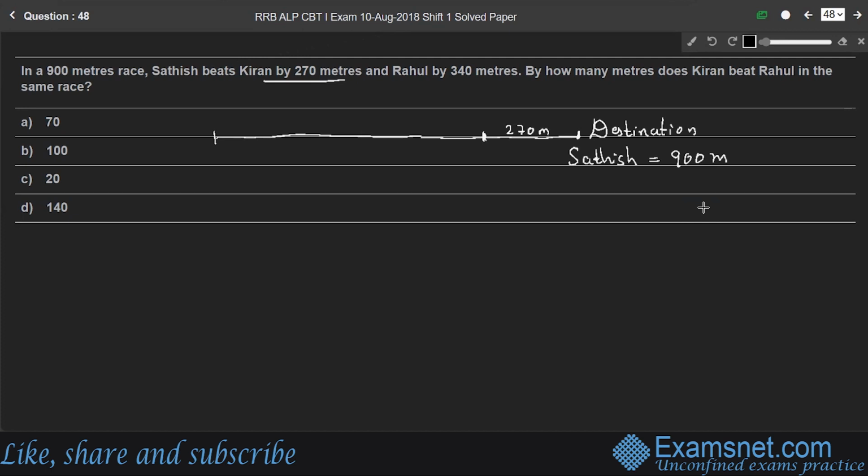So where Kiran reaches the point, right? Therefore, Kiran has covered 900 minus 270 meters at that time, right? So which is 630 meters, right? When Satish reaches the destination, distance covered by Kiran is equal to 630 meters.